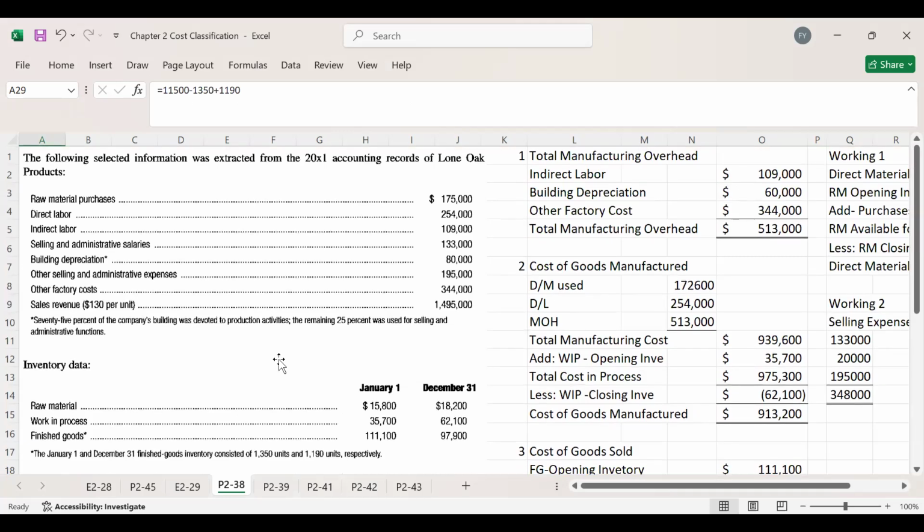In the next lecture, we will discuss how to calculate manufacturing overhead, the third element of the total manufacturing cost. It is very important to know what elements come in the total overhead. So that's it from this lecture.